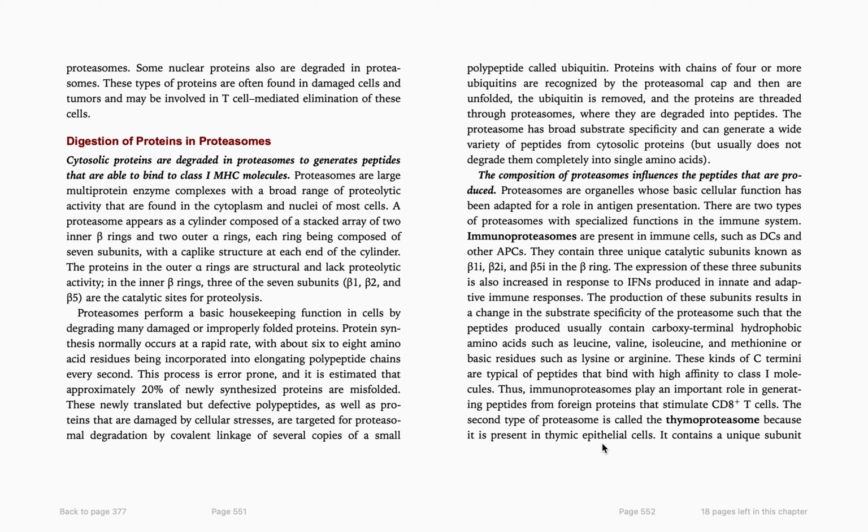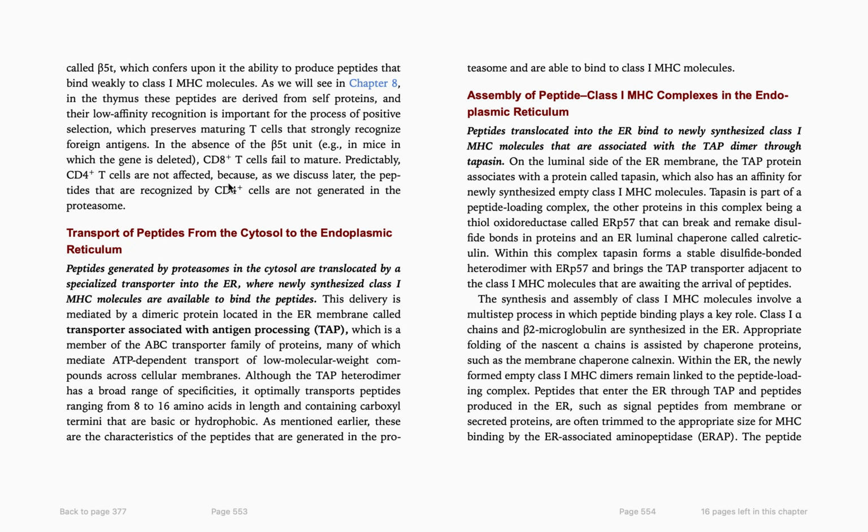The second type of proteasome is called the thymoproteasome because it is present in thymic epithelial cells. It contains a unique subunit called beta 5t, which confers upon it the ability to produce peptides that bind weakly to class 1 MHC molecules. As we will see in chapter 8, in the thymus, these peptides are derived from self-proteins and their low affinity recognition is important for the process of positive selection, which preserves maturing T cells that strongly recognize foreign antigen.